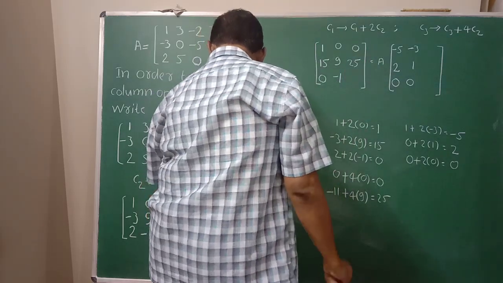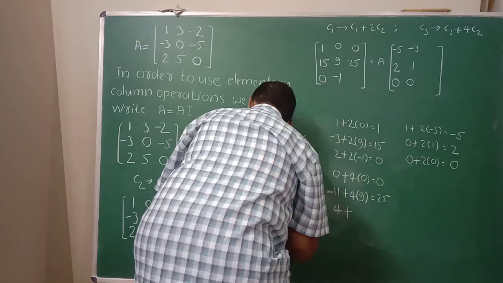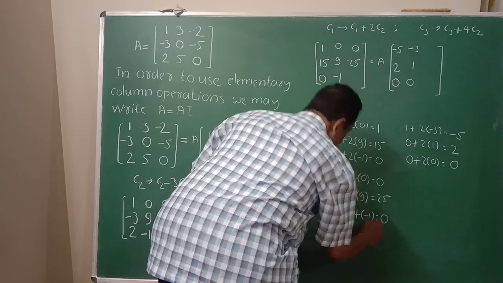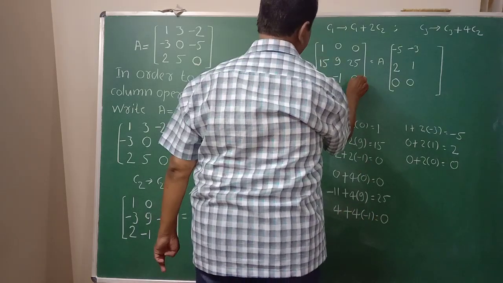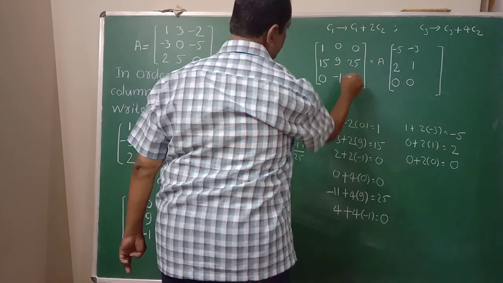Then here 4 plus 4 into minus 1. 4 into minus 1, it becomes a 0. So this becomes a 0. Okay, these two become 0, 0. Here we want 0, 0.